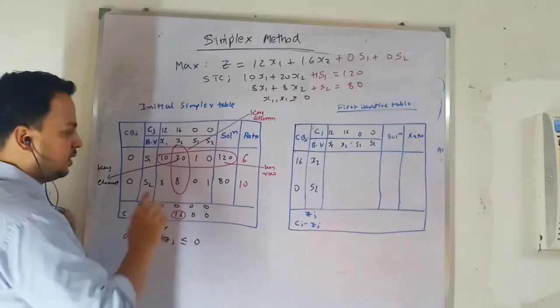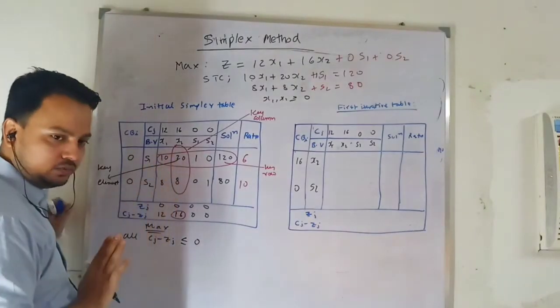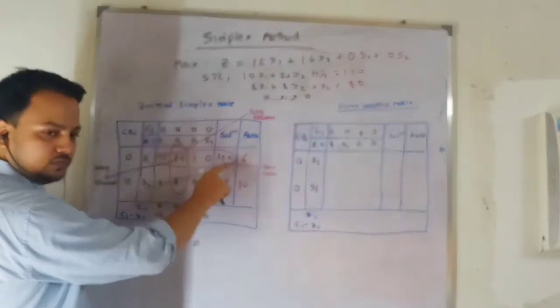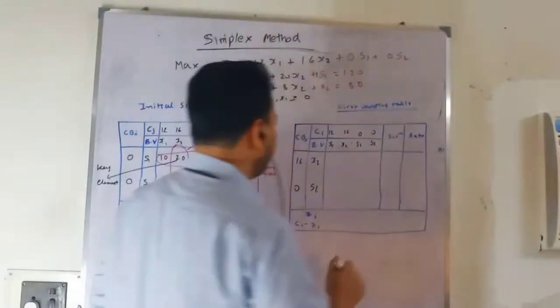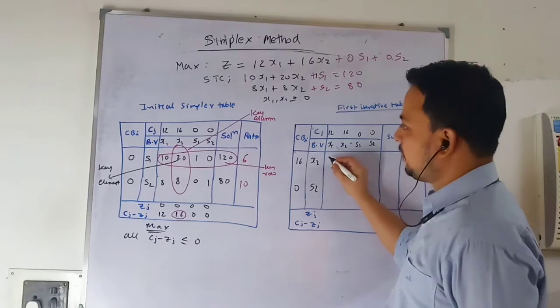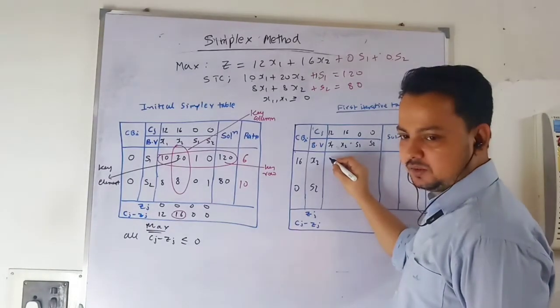Clear? Again I am saying it, understand. If I have the key element in the first row, I will divide the elements in the first row by the key element. So what will I get? What will be my first element? 10 divided by 20. How much?